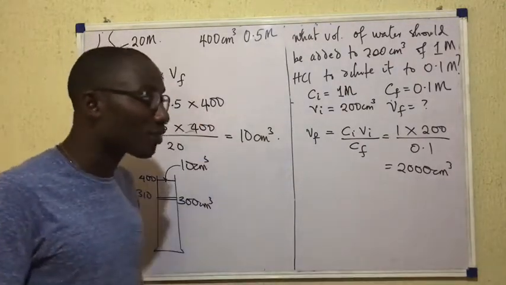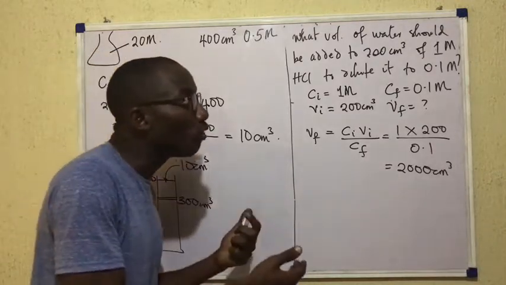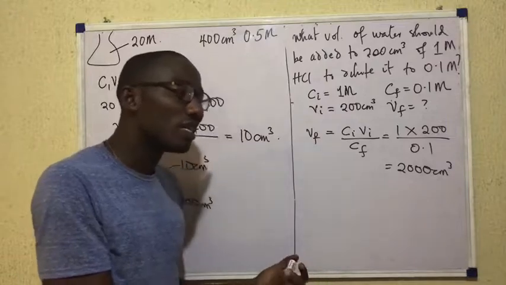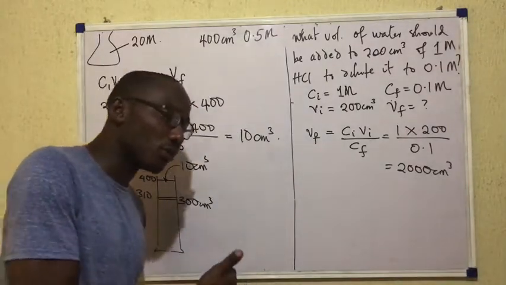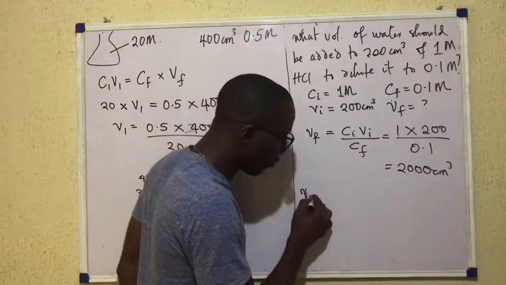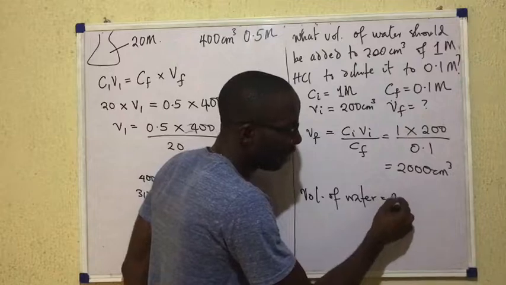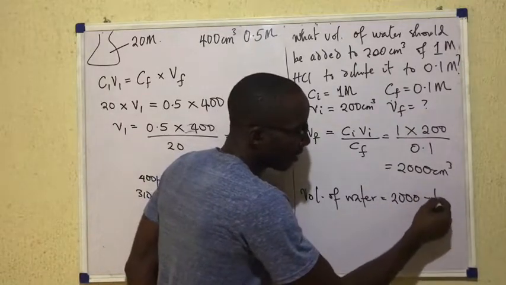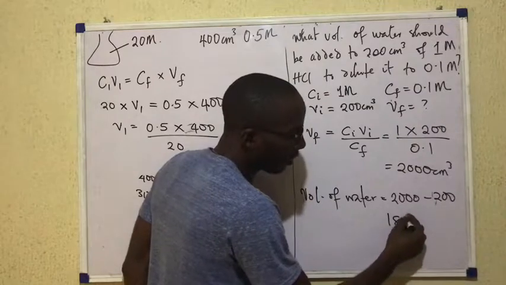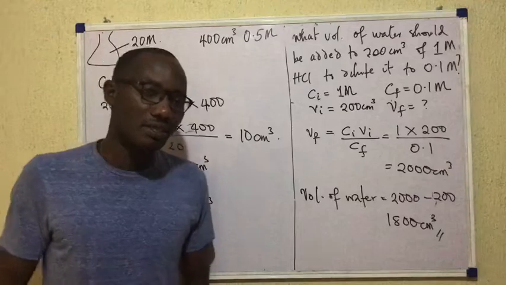But they didn't ask us for that final volume. See the question. It says what volume of water should be added to 200. So 200 is there already. We need to add water to it to make it up to 2000. So it means that the volume of water to be added will actually be 2000 less 200. All right, so that gives us 1800 cm³ as the final answer.